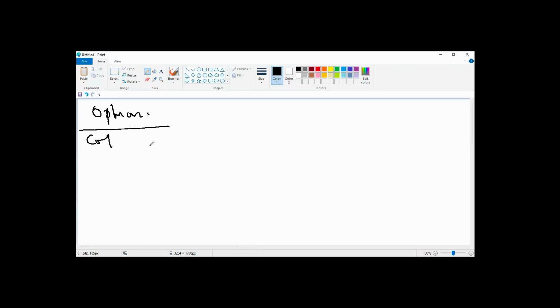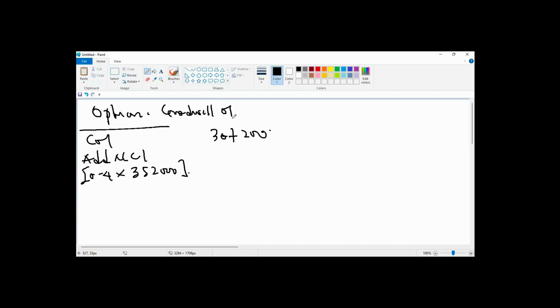I say cost of investment, 307,200. Add NCI. NCI to be added will now be 0.4 times 352,000, net asset at the share proportionate. Goodwill of parents, SP.